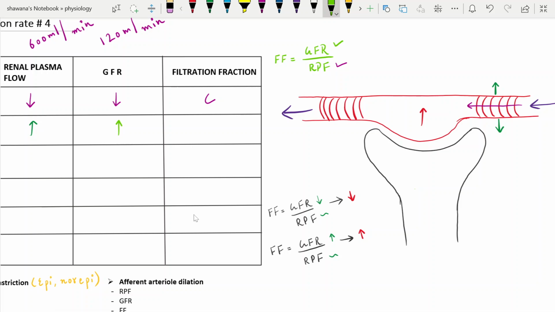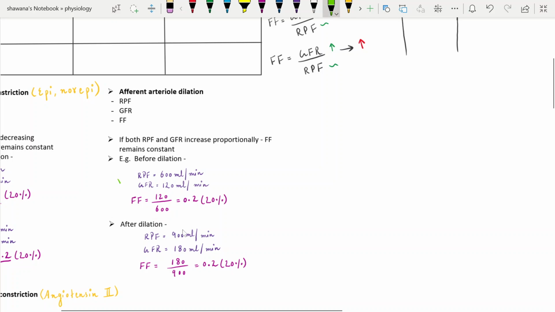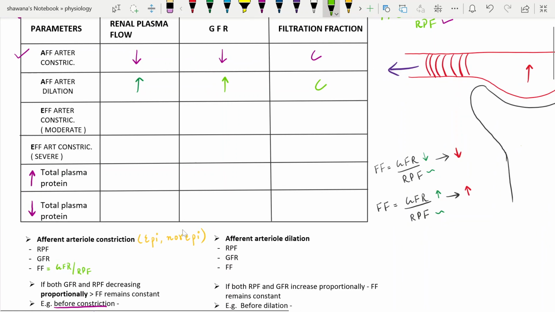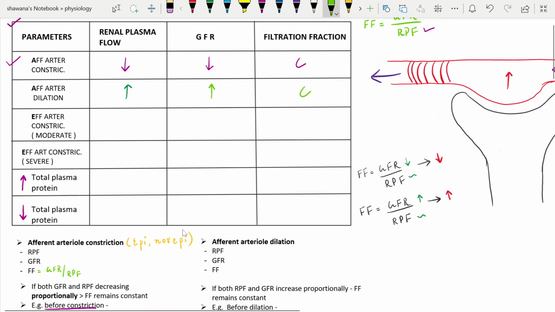And what about the filtration fraction? As I have told you, if both numerator and denominator increase at the same time proportionally, the filtration fraction would remain constant. Let us take an example of afferent arteriole dilation. Before it was 0.2, right? After dilation, the renal plasma flow will increase to 900 and GFR will increase to 180, but their ratio is 0.2, the same as before dilation. So the filtration fraction is not going to change; it would remain constant. We have discussed another parameter.